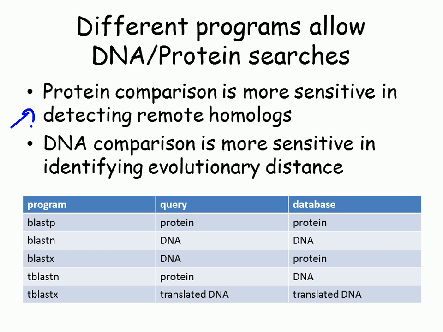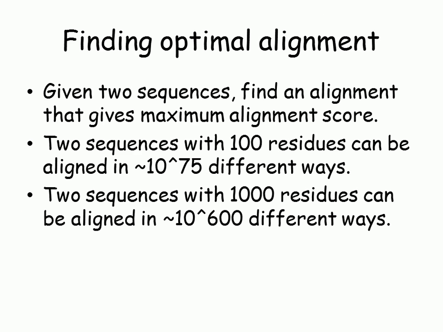All right. So the species trees are usually generated using DNA comparisons, whereas homology searches and functional studies are usually done using protein comparisons. Okay.